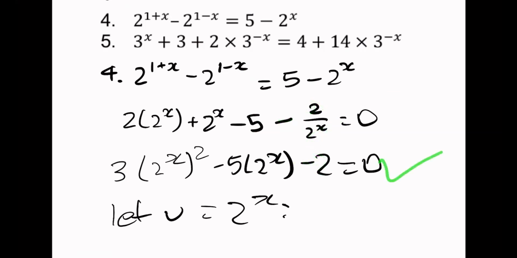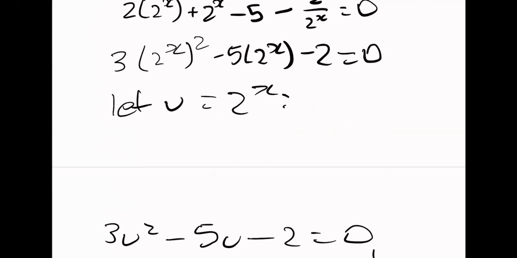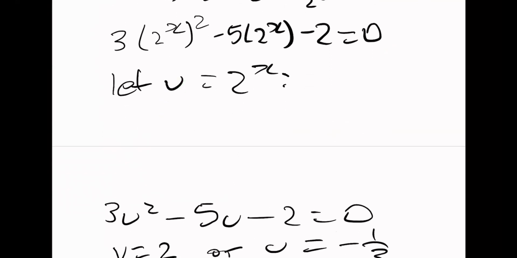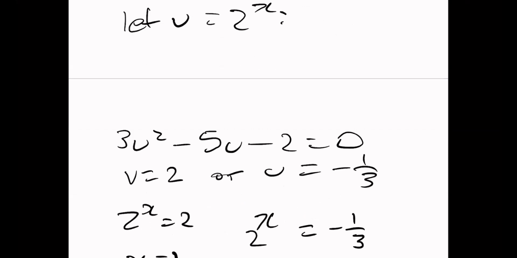Good. Yes. Then after that, you let u equals 2 power x. So we have 3 power x, we have 5 power x, we got all the power x. Just let u equals. By now, you are super familiar with quadratic equations already. So now this becomes 3u squared minus 5u minus 2 equals 0. Then solve for u using our calculator.